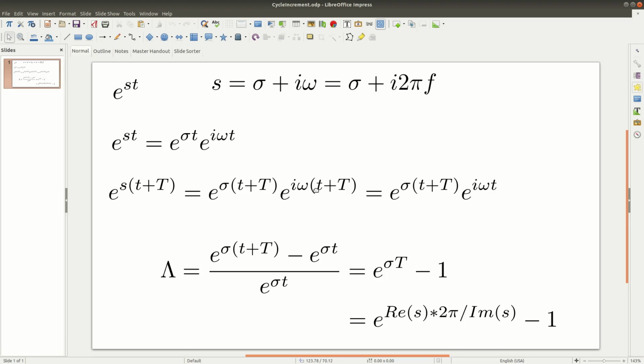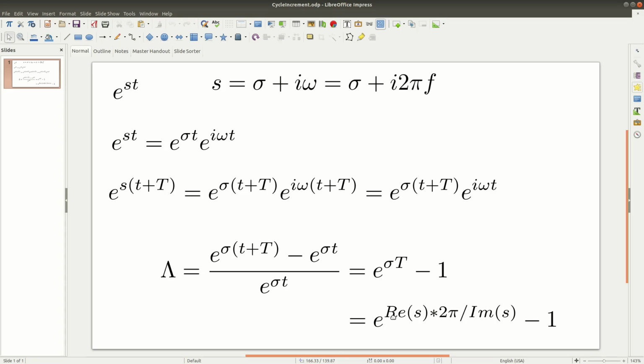And the cycle increment, we define it as how much the amplitude has changed after one cycle. So between time t and time t plus one cycle, how much different is the amplitude? So we take the absolute value of those two terms, we take the difference, and we normalize by the absolute value at time t. And if we do the math, it's simply exponential of the growth rate times one period, minus 1.